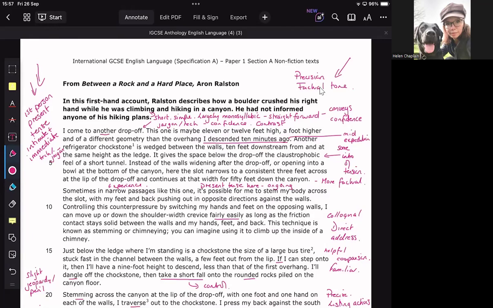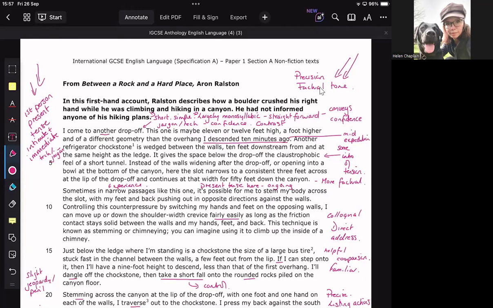You also have quite a precise and factual tone, at least at first. And this is largely created from the short, simple start: "I come to another drop off." I've put here it's largely monosyllabic, because obviously "another" isn't monosyllabic. Mono, one, syllabic, to do with syllables, so words of one syllable. So you've got that simplicity. He's not at all fazed, not at all unnerved by a drop off because it's another one.